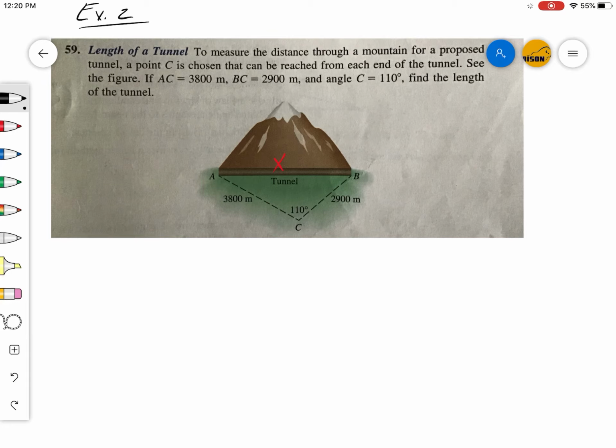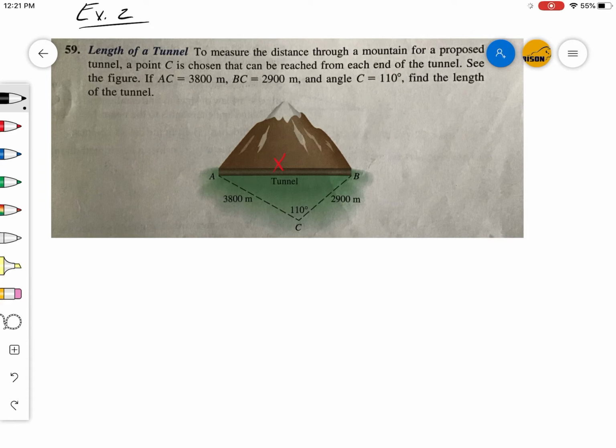So the one angle that I have is 110 degrees, okay? So I only have one angle. That means I can't find the other two by just subtracting or anything. So 110 is across from x. I don't have a control there. 3800 is across from an angle I don't know, so I don't have a control there. 2900 is across from an angle that I don't know. I don't have a control there either.